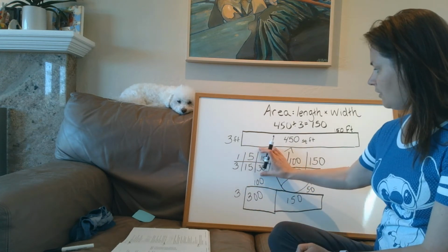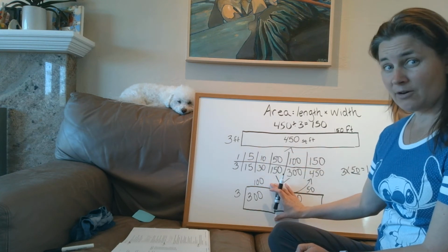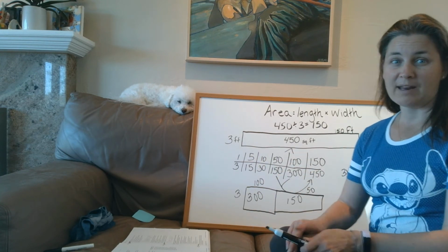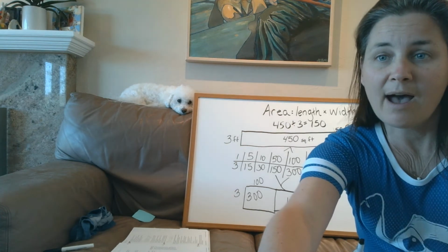So this is the ratio way. This is the area way. And I'm going to show you one more way, but I have to erase my board first. So I'm going to pause you. Okay, now I'm going to show you another way.